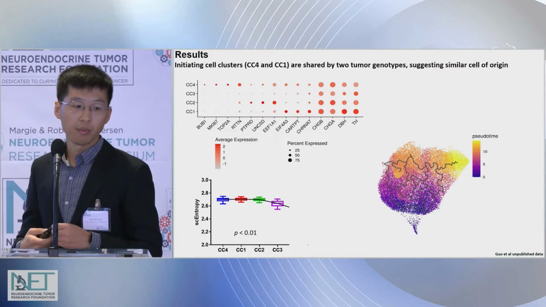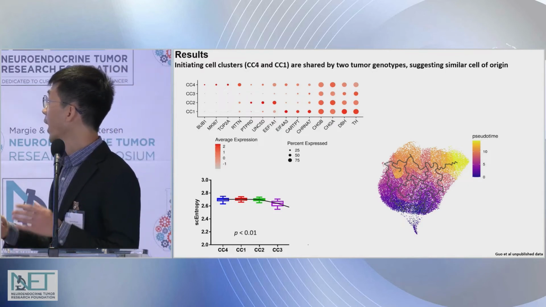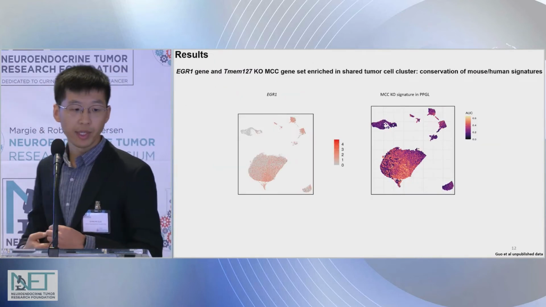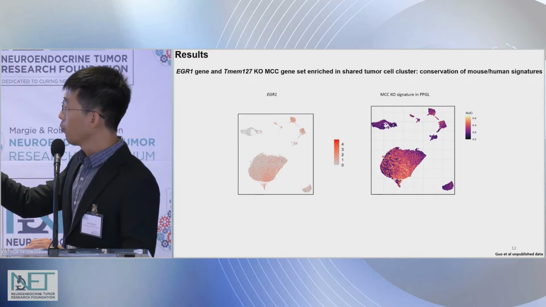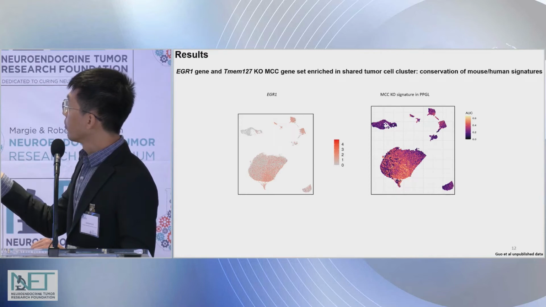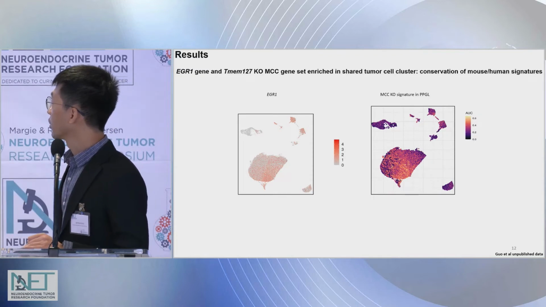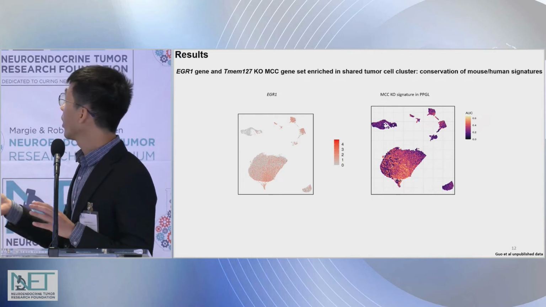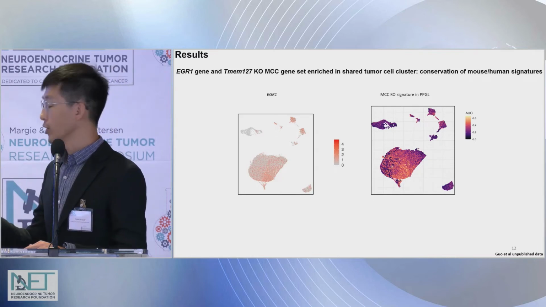As we discussed, EGR1 may play an important role in these kinase-related tumors, so we also looked at EGR1 features in this human data set. Interestingly, EGR1 is mainly located in the shared clusters, cluster 1 and cluster 4. The signature from the mature chromaffin cells of the knockout mouse is also enriched in the shared clusters, cluster 1 and cluster 4, which suggests that EGR1 may play a conserved role from mouse to human, and may also play a role at the very early stage of tumorigenesis.